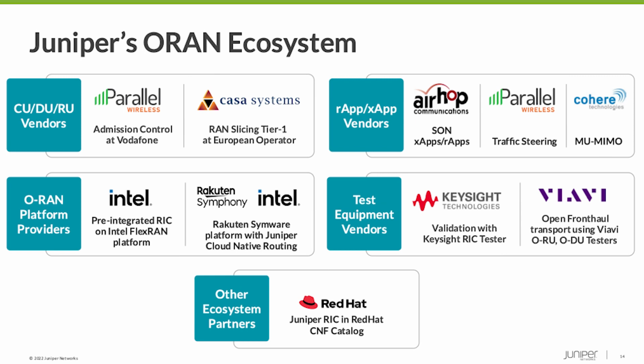We also have multiple RApp and xApp vendors writing to our open platform so that xApps and RApps can add value. Examples are AirHop, Parallel Wireless, Cohere, and many more to come. And we're also collaborating with test equipment vendors who play a critical role to provide test suites and test equipment, so that in an open ecosystem, we can really test interoperability of different components. And finally, we have a partnership with Red Hat. Our RIC has been certified to run on Red Hat as a CNF, and we continue to work with them with respect to expanding their partnership.